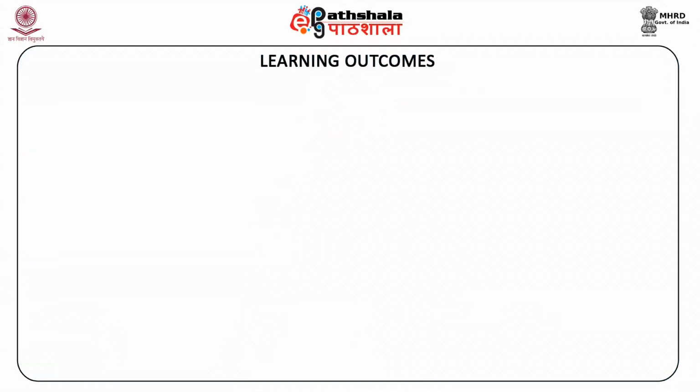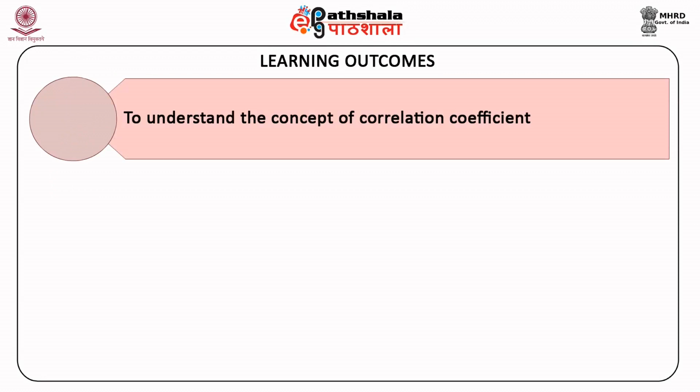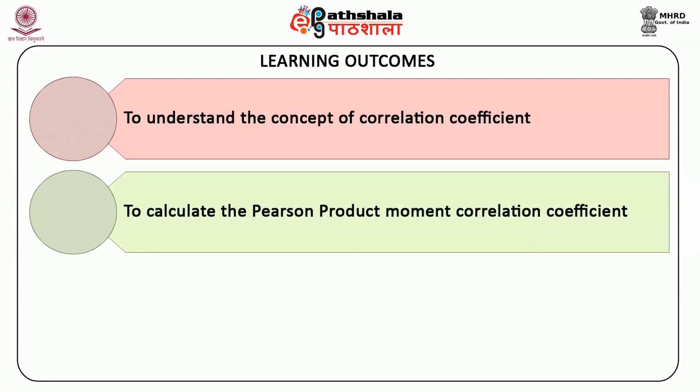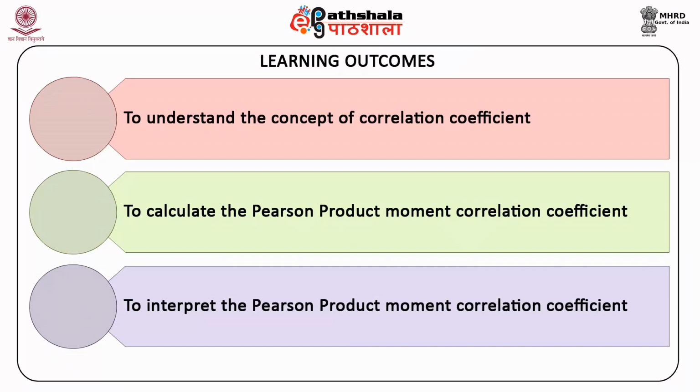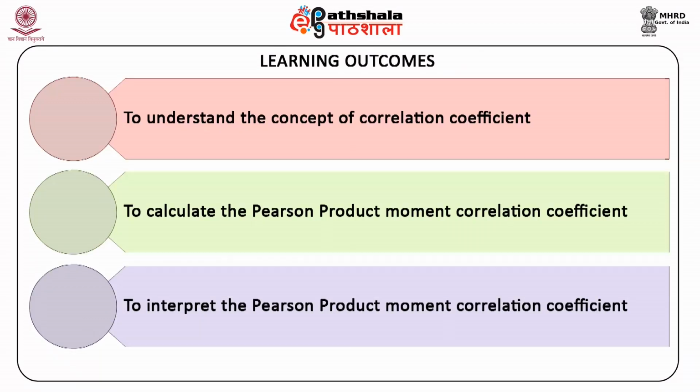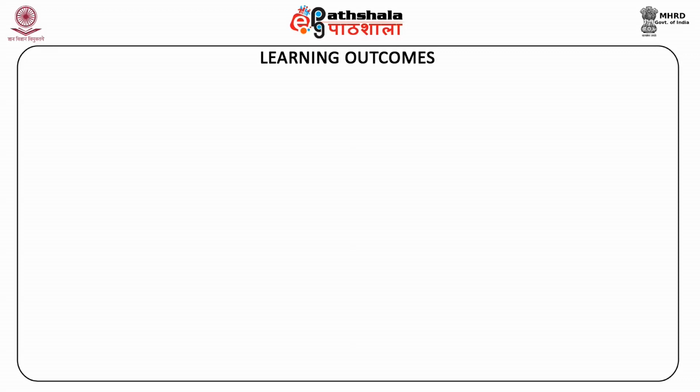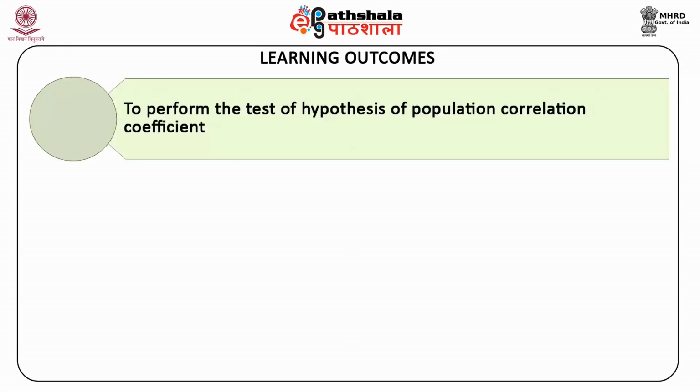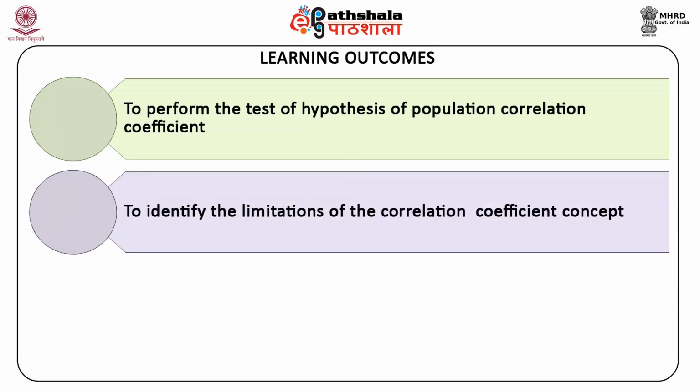After studying this module, you shall be able to: number 1, understand the concept of correlation coefficient. Number 2, calculate the Pearson product moment correlation coefficient. Number 3, interpret the Pearson product moment correlation coefficient. Number 4, perform the test of hypothesis of population correlation coefficient and identify the limitations of correlation coefficient concept.